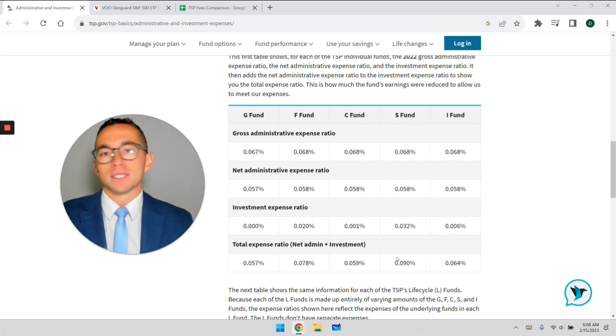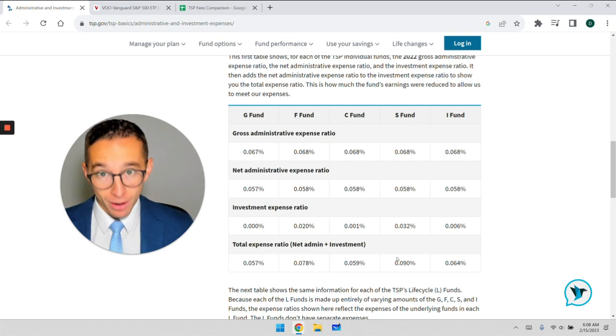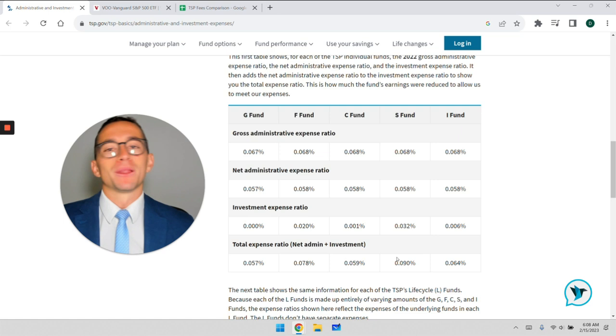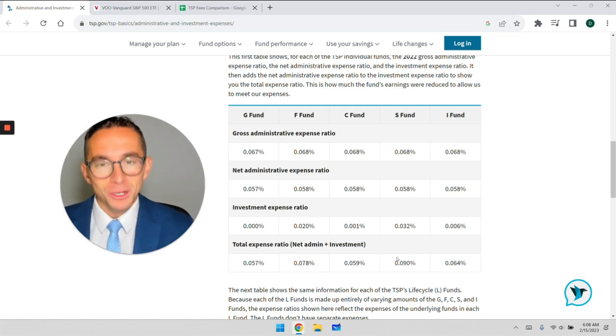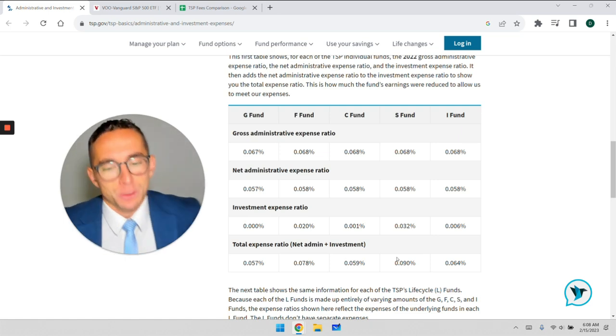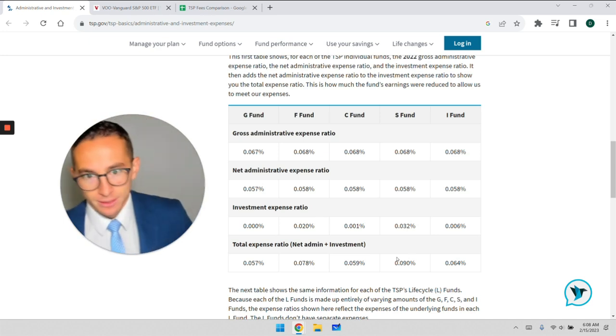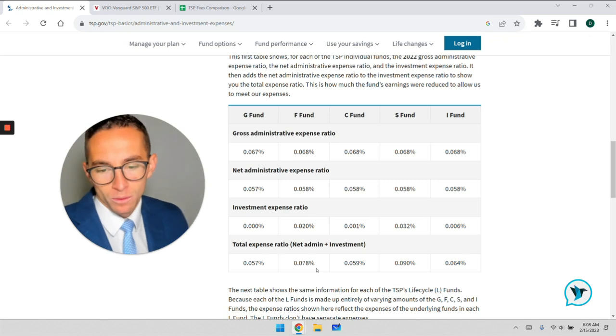Now, this is not unique to TSP. This is what all funds do for the most part. There's a few exceptions that have 0 fees, but there's certainly strings attached to those as well. Okay, we'll talk about that as well. But within the TSP, there's no funds with 0 fees. So let's talk about what the fees are.